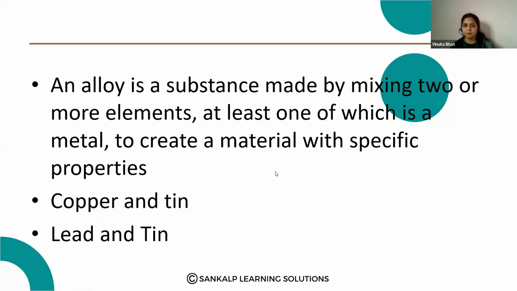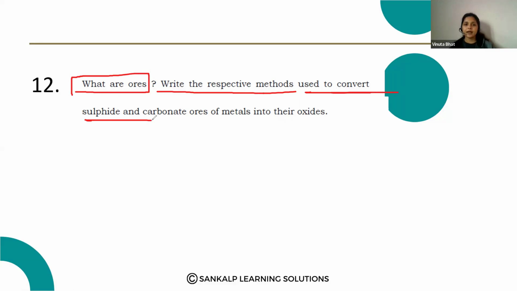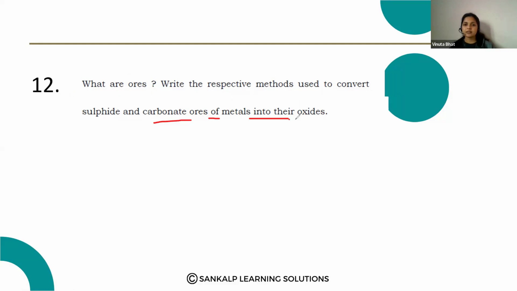Next one. What are ores? Write the respective methods used to convert the sulfide and carbonate ores of metals into their oxides. Here, the first question is what are ores? That is the 1 mark question. Then, write the respective methods used to convert the sulfide and carbonate ores of metals into their oxides.